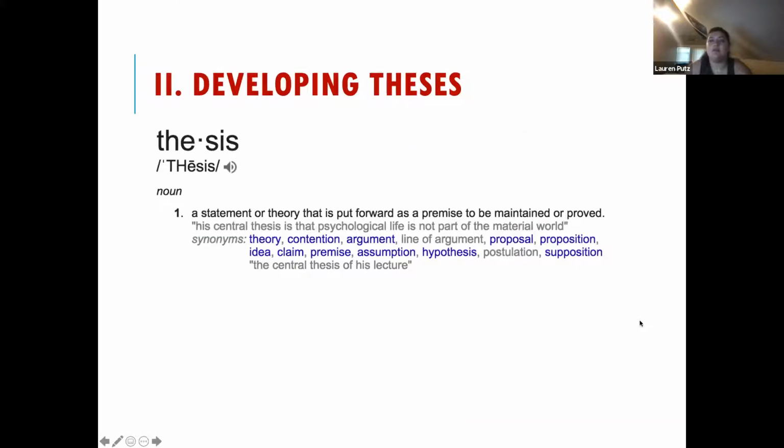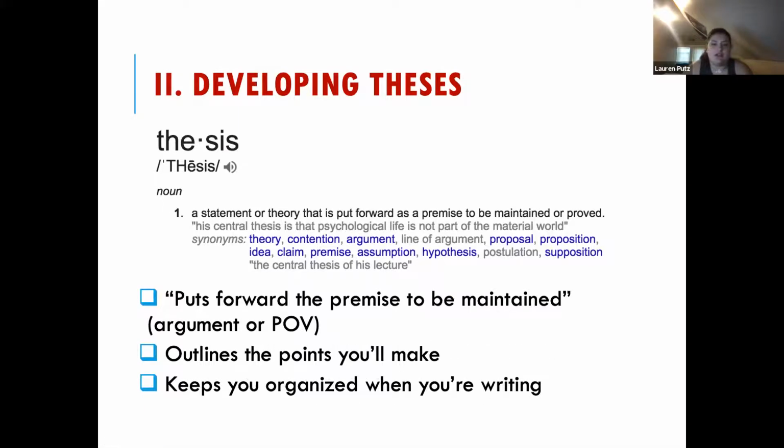All right. So next we're going to move on to developing theses. So a thesis is a statement or a theory that is put forward as a premise to be maintained or proved. So we're always making sure that it puts forth the premise to be maintained. Usually we say that the thesis is the writer's argument or point of view. This implies a strong personal opinion, which sometimes isn't always the case. It can be helpful to think of it as a premise to be maintained rather than a point of view. Even less opinionated papers have a premise that you're trying to maintain. So just keep that in mind when you are thinking about your thesis. It's just an argument that you need to make sure that you support throughout your paper.